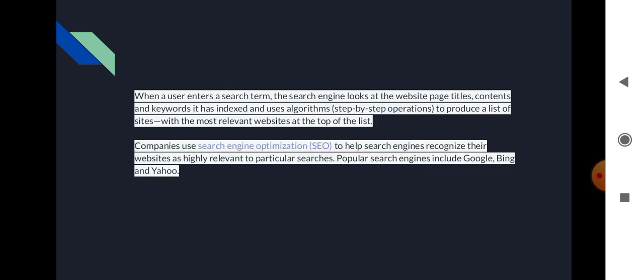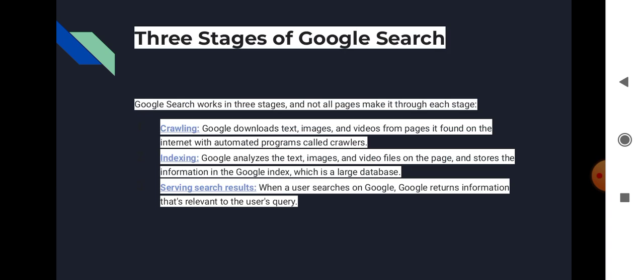When a user enters a search term, the search engine looks at the website page's titles, content, and keywords it has indexed and uses algorithms, that is, step by step operations, to produce a list of sites with the most relevant websites at the top of the list. Companies use SEO, that is search engine optimization, to help search engines recognize their websites as highly relevant to particular searches. Some popular search engines include Google, Bing, and Yahoo.